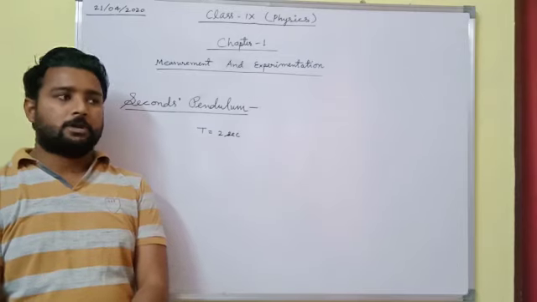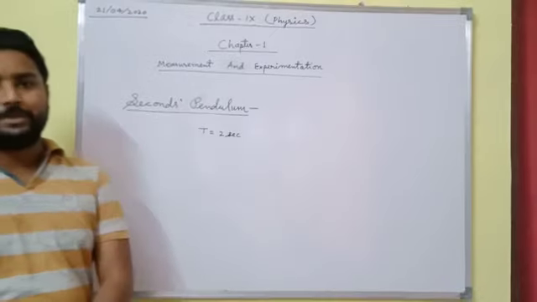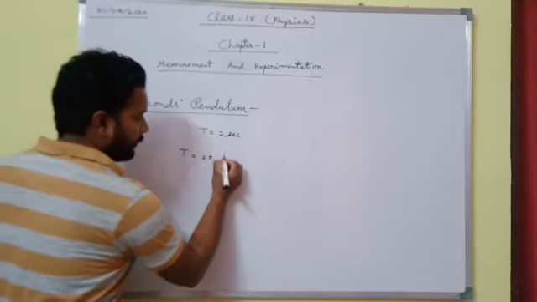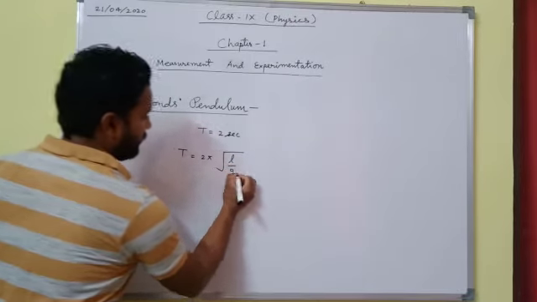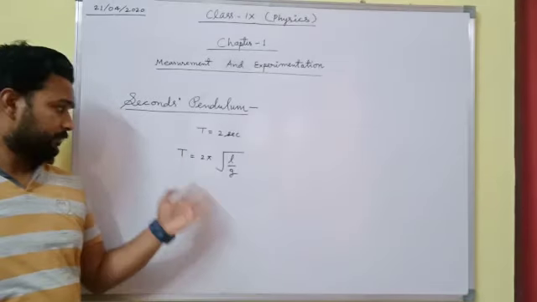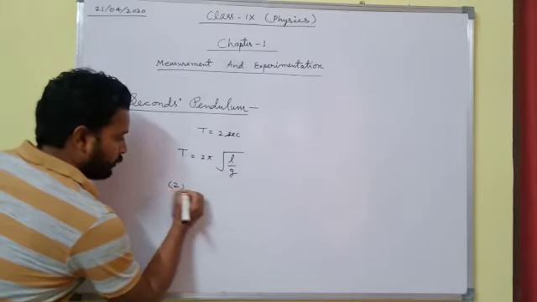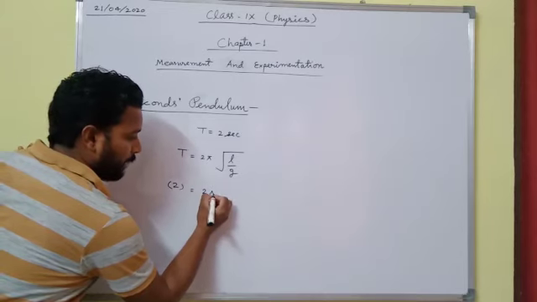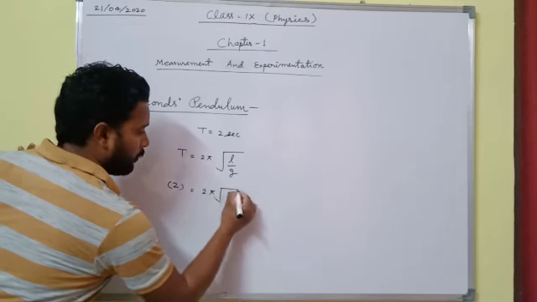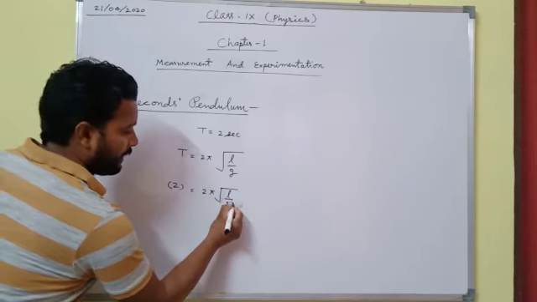And we can find the length of this second pendulum by using the formula T equals 2 pi root L by G. This is the expression for the time period of any simple pendulum. Now putting the value of T as 2 seconds, 2 equals 2 pi root L by G, putting the value of G as 9.8.